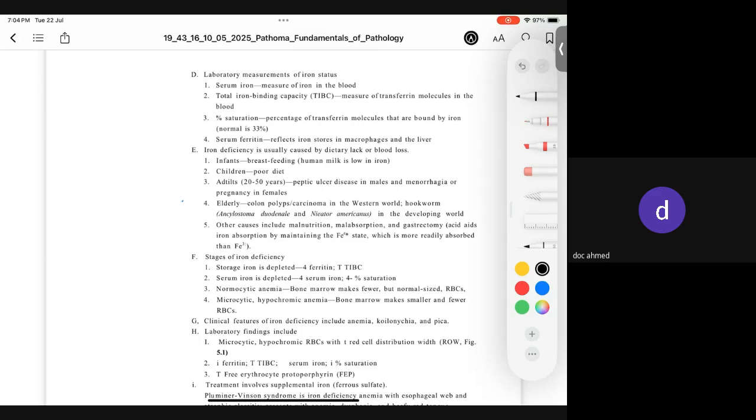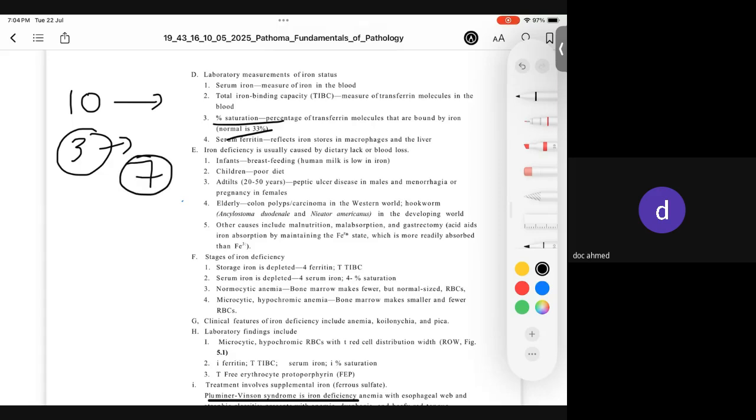TIBC is the measure of transferrin molecules because TIBC stands for total iron binding capacity, and we know that the iron is bound to your transferrin. So the number of transferrins would give you TIBC. That's so simple, right? Okay, percentage saturation. Just keep one thing in mind. If we have 10 molecules of transferrin in a normal body, like in me and you, who are normal individuals, only 3 among them are going to be saturated with iron. The other 7 won't be having any iron to transport to your ferritin stores.